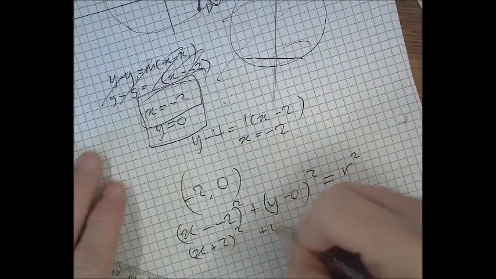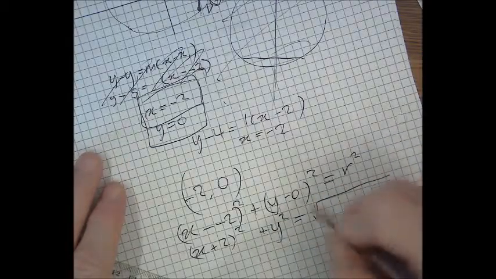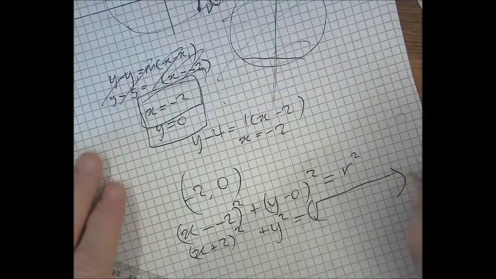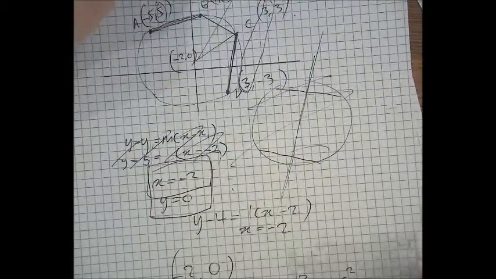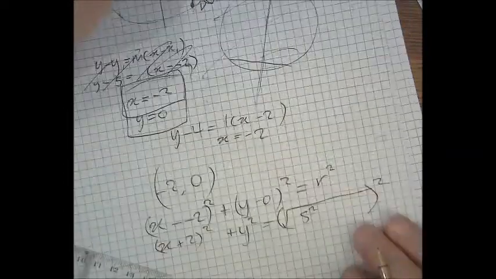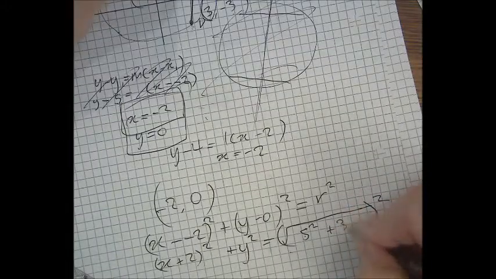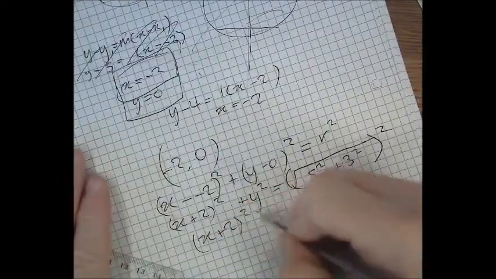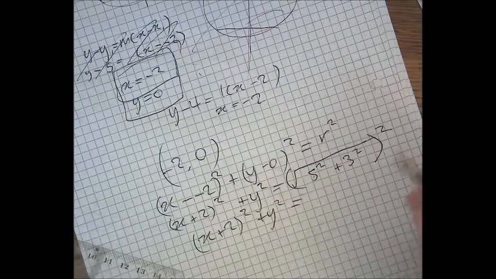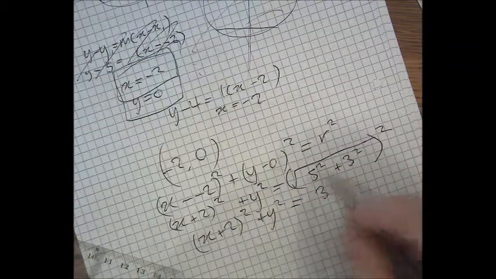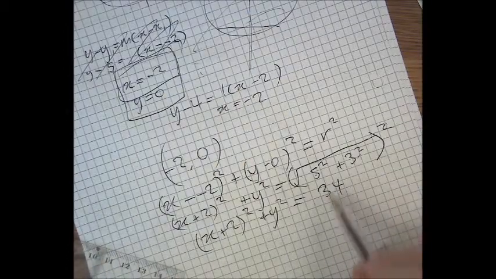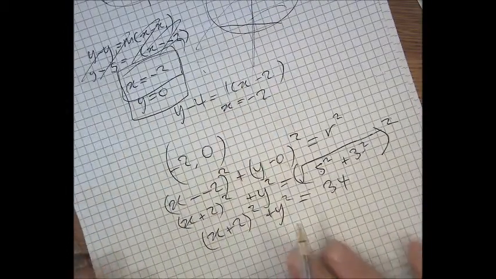Okay, so the difference between the x coordinates squared, plus the difference between the y coordinates squared. So my final equation is this. The radius is the square root of 34, but you've got to square it because that's the template for the equation of a circle, so that's why it's come out as plain old 34.